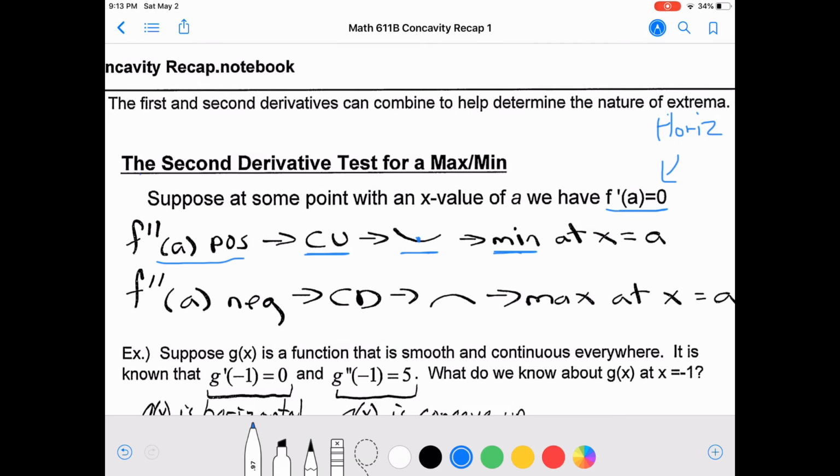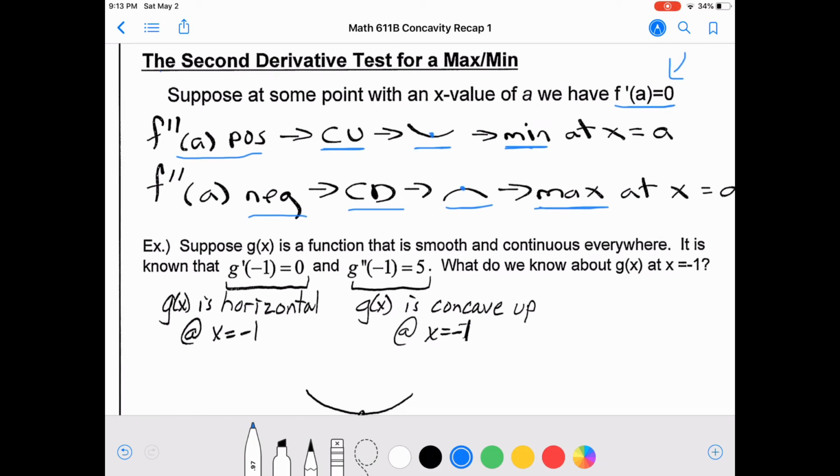If, on the other hand, your second derivative turns out to be negative, then that means that you're concave down, which looks like this, and that must mean you found a maximum. It's not really worth memorizing rules around up and down and max and min. As long as you can sketch it, you should be fine. So here's an example.